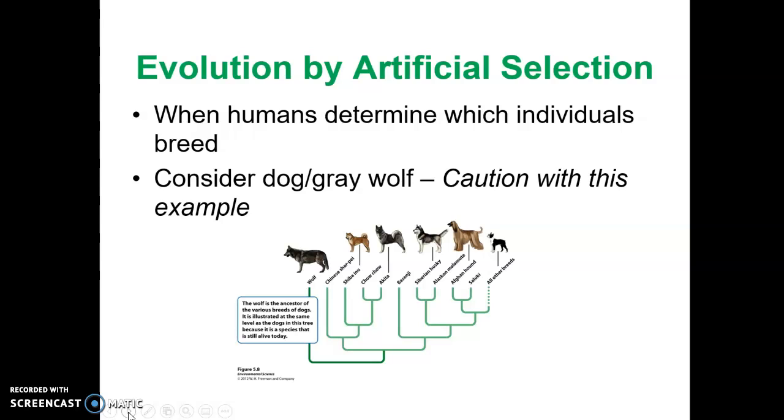Now, your textbook uses the example of the wolf, and it's rather hard to tell from the diagram here, but they're saying it's the ancestor of various breeds of dog. And that's true, but it's also now been found that wolves and dogs can both still, in the wild, mate and produce fertile offspring. It's very rare, but it can happen. So technically, the wolf and the dog are the same species.